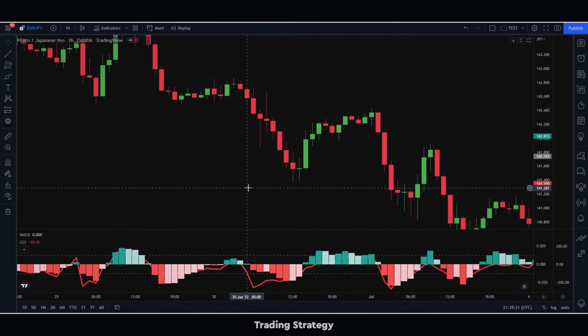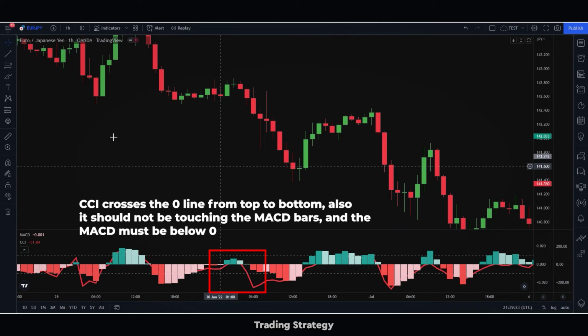Let's see an example for opening a sell position. To open a sell position, the red CCI line must have crossed the minus 100 line from top to bottom, while the MACD indicator should have been below the zero line.